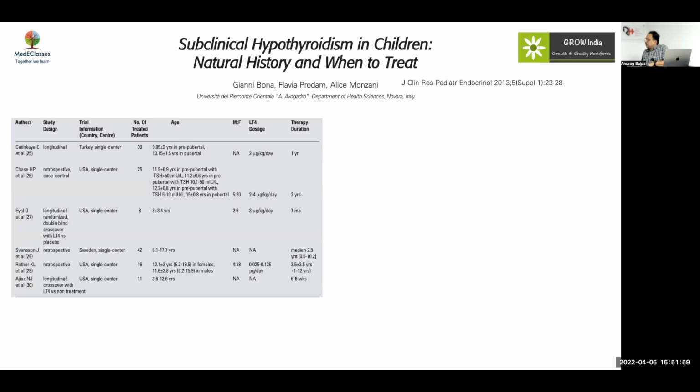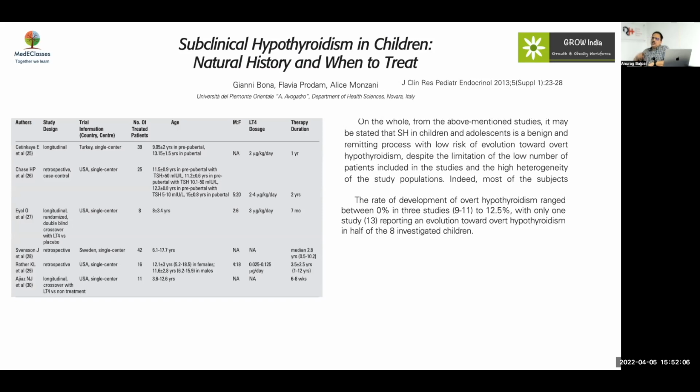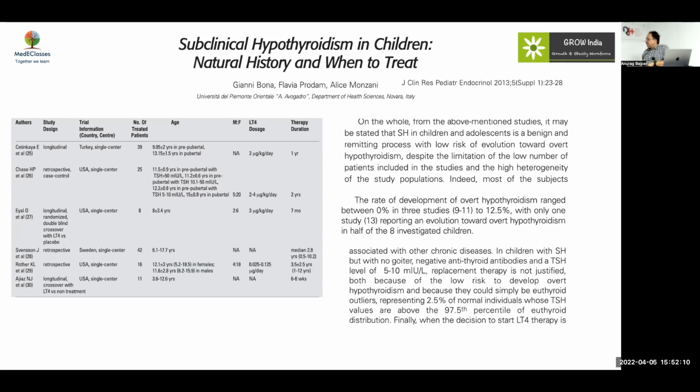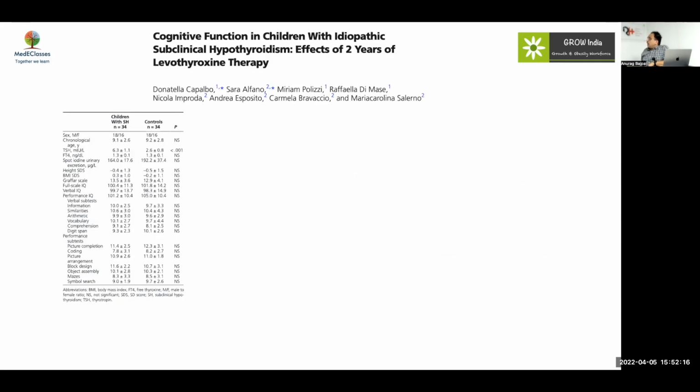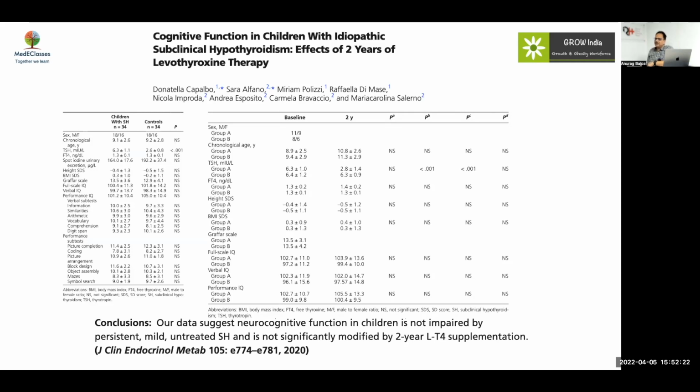Just to summarize the study, this was a study which looked into multiple trials. What it found was that this is a reversible condition. Most will improve by themselves. Even treatment doesn't have any benefit. So the key message is, less than 10, wait and watch. People have also tried giving treatment with thyroxine, and again, no improvement was seen in that regard.